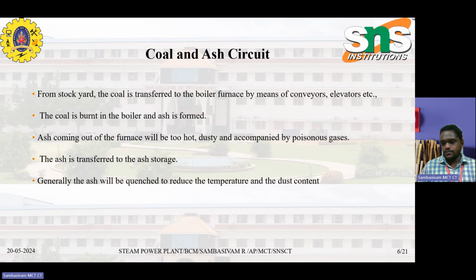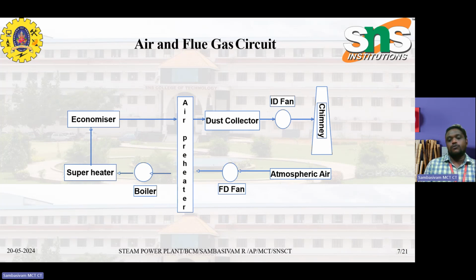The ashes coming out of the furnace are too hot to handle, dusty in nature, and also accompanied by poisonous gases. Those ashes are transferred to an ash storage area, where generally the ash is quenched to reduce the temperature and the dust content. Then we move to the air and flue gas circuit. The air preheater is available, where the flue gas goes to the boiler and superheater, is transferred to an economizer, and then again to the air preheater.